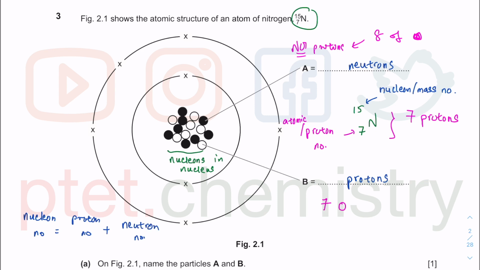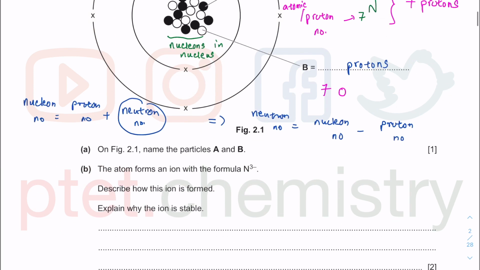So usually to get this, we do the number on the top, the nucleon number, minus the proton number. If I want the neutron number, basically how many neutrons there are, I can move this to the other side with a little bit of simple math, so that is the nucleon number minus the proton number. The number on top minus the number at the bottom will give us 8 neutrons. In fact, that was what we have done. We have named the particles.